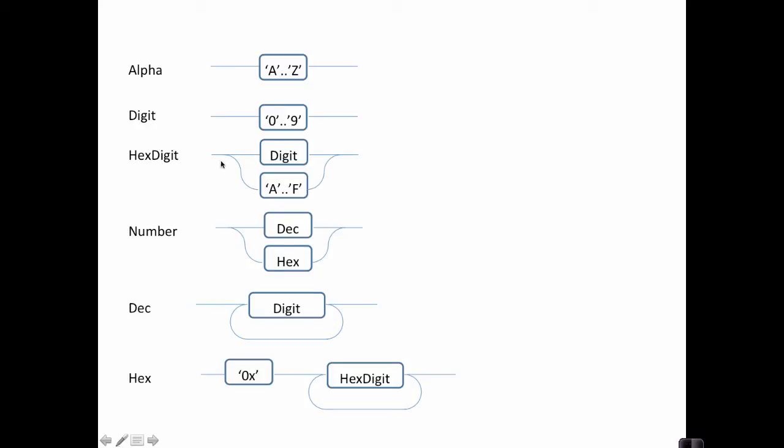We have a hex digit also, which we can define as a regular decimal digit, or it can be A through F. So the set of hex digits includes 0 through 9 and A through F. And then finally, we can use these constructs to build up the notion of a number, which can be either a decimal number or a hex number. The hex number starts with a 0x, and then it's followed by hex digits, while a decimal number is just a set of decimal digits. These are kind of the foundational pieces of the grammar, and not too exciting.